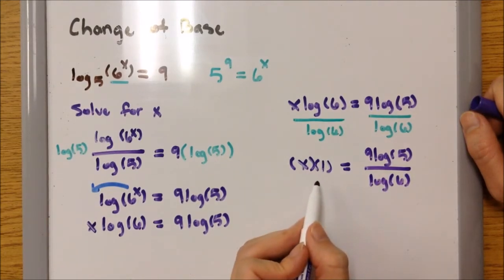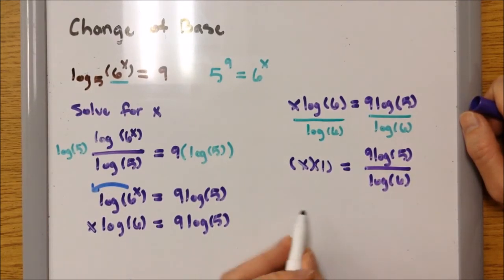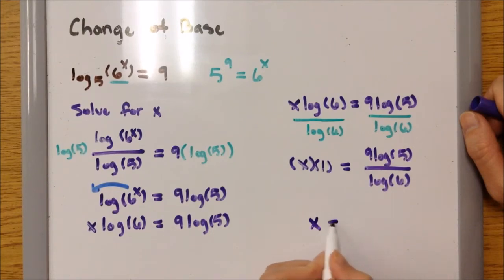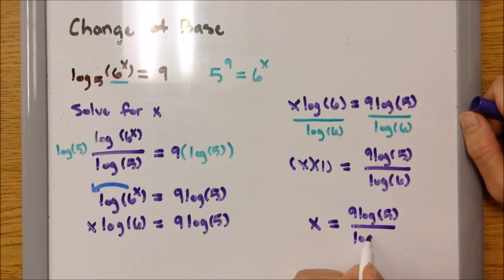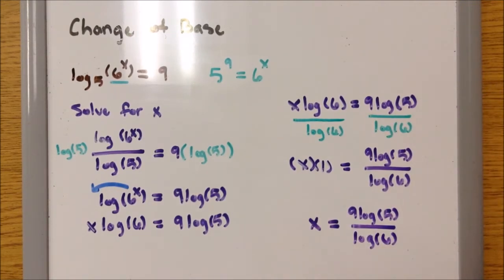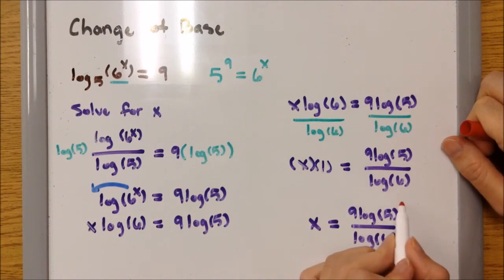And then again, if we look at the left side, x times 1 is just simply x. And then I didn't do anything to the right side, so it's just going to be the same: 9 log of 5 divided by log of 6. So now we've got x by itself. And then once you get x by itself, you can just simply type this into the calculator.